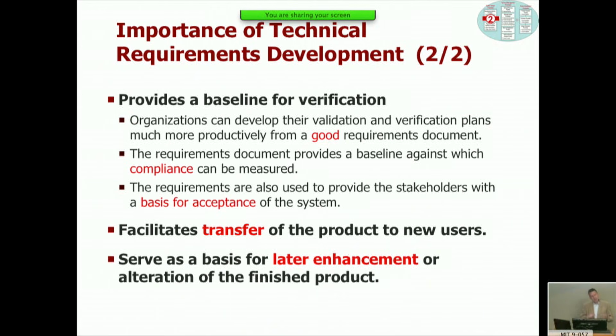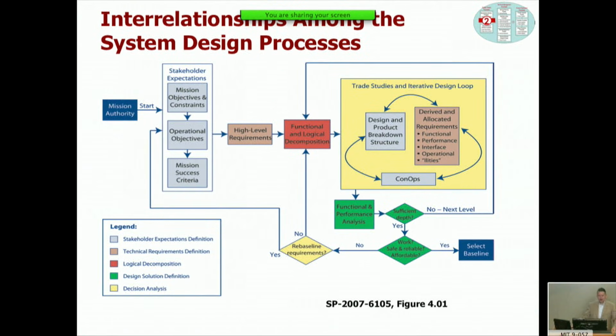And then even later, if you're going to do like a version 2 or a block upgrade, a next generation product, it's much easier to do when you have the clear requirements because it tells you what the original system or the earlier version was able to do or not do. Graphically, so this is figure 4.0.1. I briefly talked about this last time.